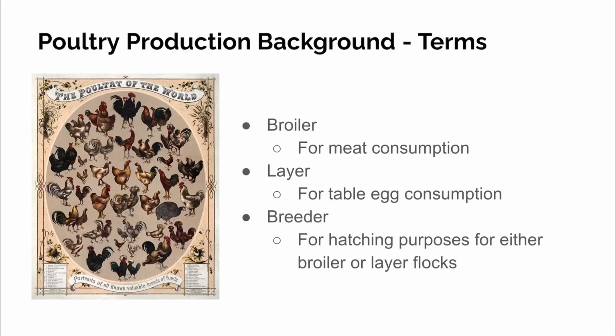And the next one is layers. These birds produce eggs for table consumption. And then lastly, we have breeders. These birds are meant for hatching purposes for either the broiler or layer flocks, so those will be the chicks of the broilers or layers. Within this presentation, the audit tools we'll be discussing are for broiler chickens.